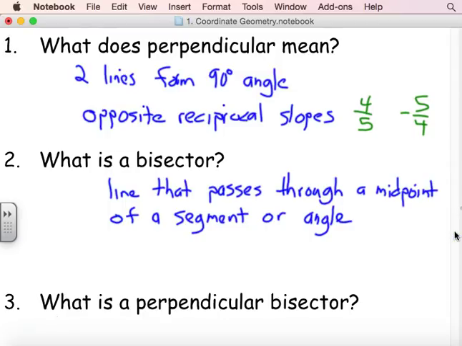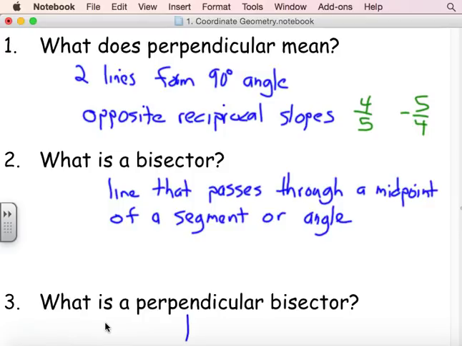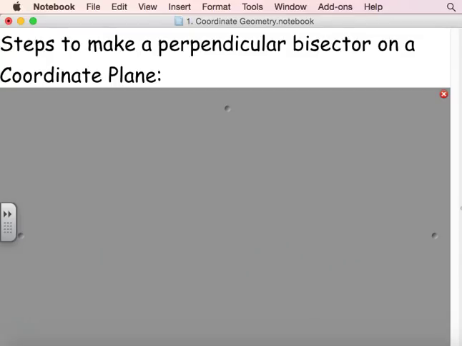So what is a perpendicular bisector? Well, it's just a combination of the two things. It's a line that forms a 90-degree angle and goes to the middle. Form a 90-degree angle at the midpoint. Okay, so now let's actually look at the steps. So the steps to make a perpendicular bisector on the coordinate plane.